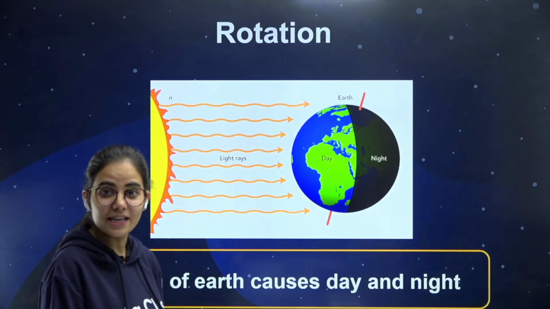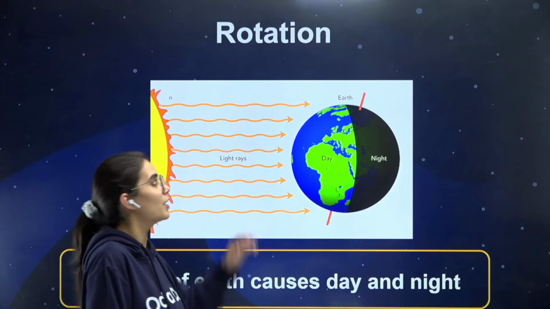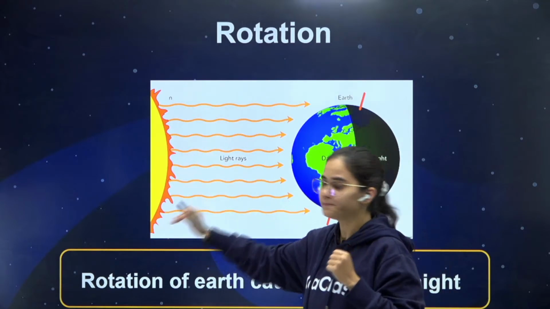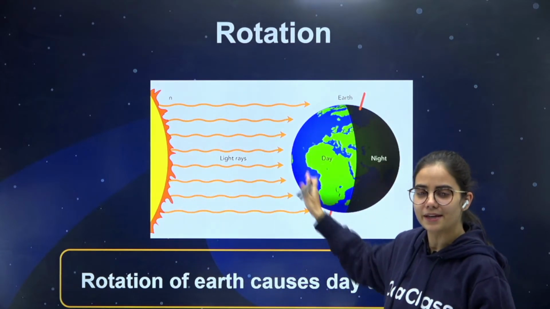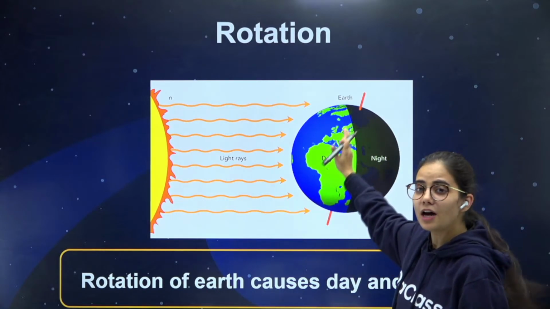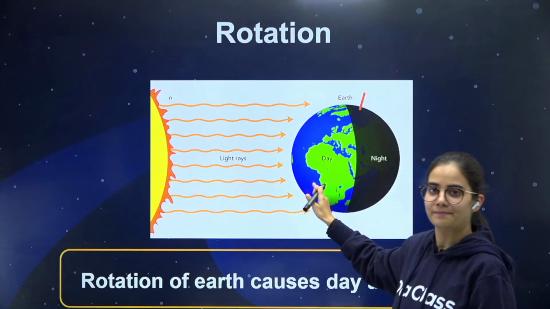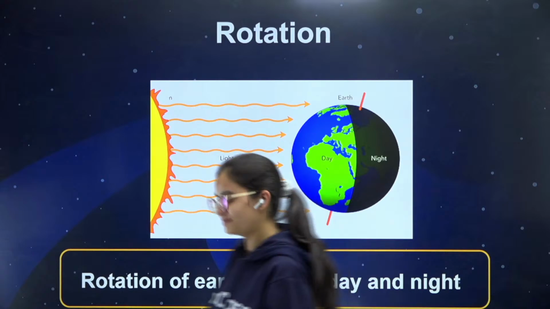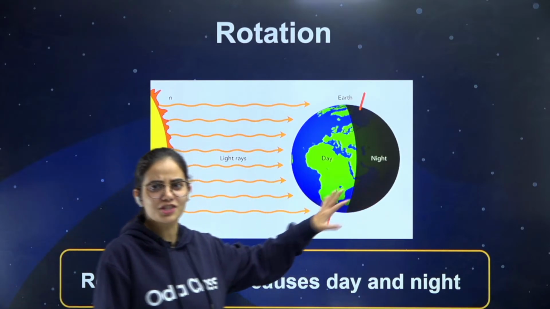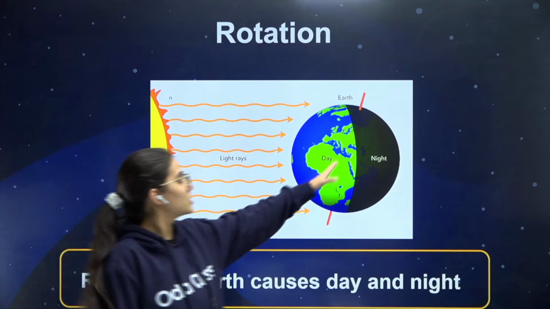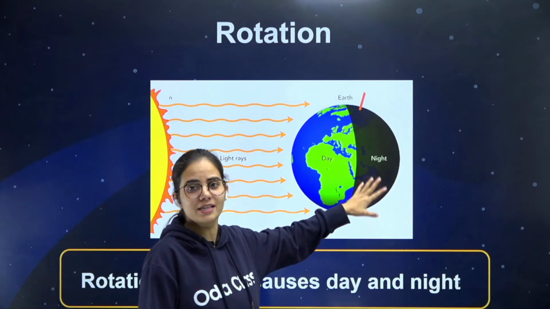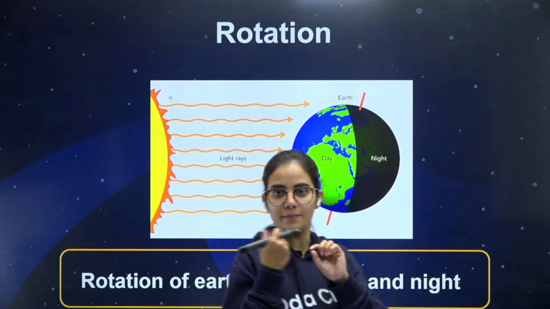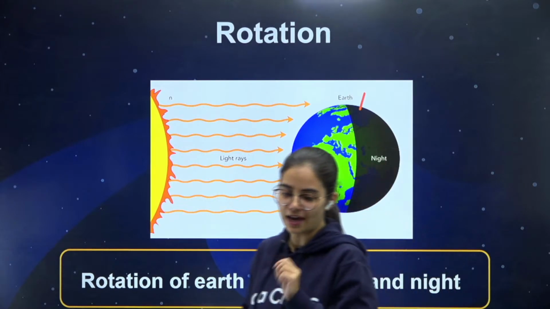But the second movement is revolution. I'm going to talk about that, but first, let us understand what rotation is all about. So here it's the sun and the sun rays falling on planet Earth. You can see the part of the Earth that is receiving the rays from the sun, this is having day. While on the other hand, you can see the second half of the Earth that's not receiving the light of the sun. So this part of the Earth is experiencing nighttime, right? So because of Earth's rotation, we experience day and night.